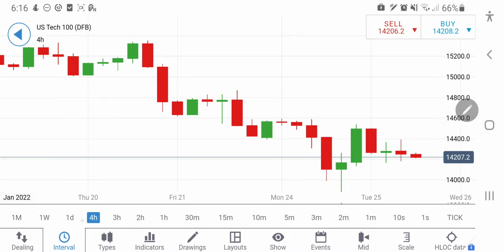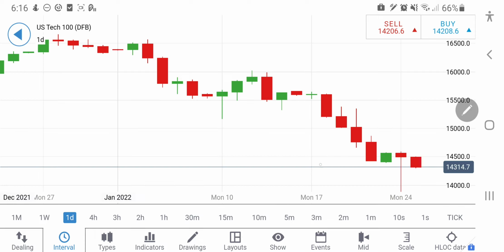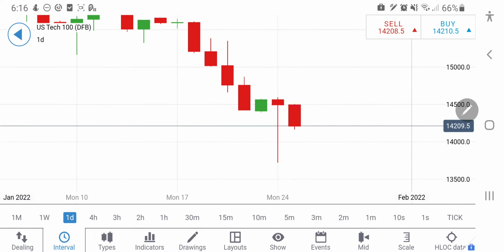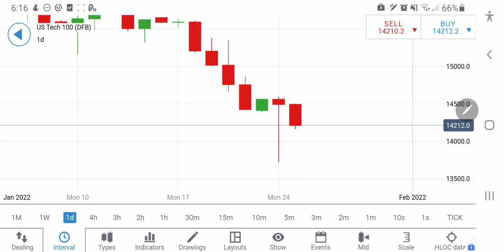Now we have seen the 4-hour, 3-hour, 2-hour charts. Now let's have a look at the daily charts. On the daily charts, you can clearly see that yes, it is bearish. It has tried to reverse till here. I will consider it the end of the bearish trend and a reversal only once it goes past the 14600 zone. So the only bullish indication for me on US100 is if it goes past 14600.